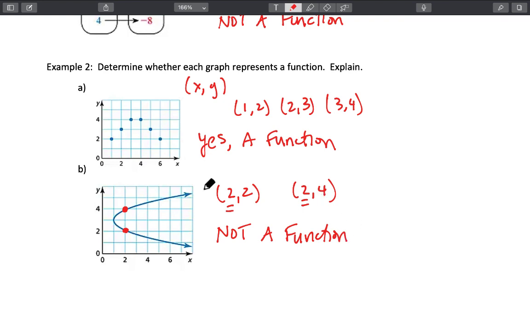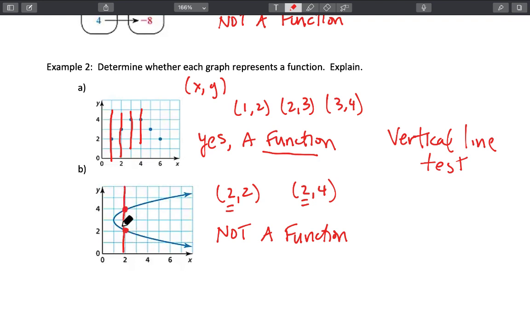So this brings us to be able to summarize how to look at a graph quickly and determine if it's a function or not. And the way we do that is what's known as the vertical line test. The vertical line test simply states that if I can draw a vertical line through any point in the graph and it only touches the graph in one point, then it will be a function. However, if I draw a vertical line through a point in the graph and it passes through 2 points, then that will not be a function.